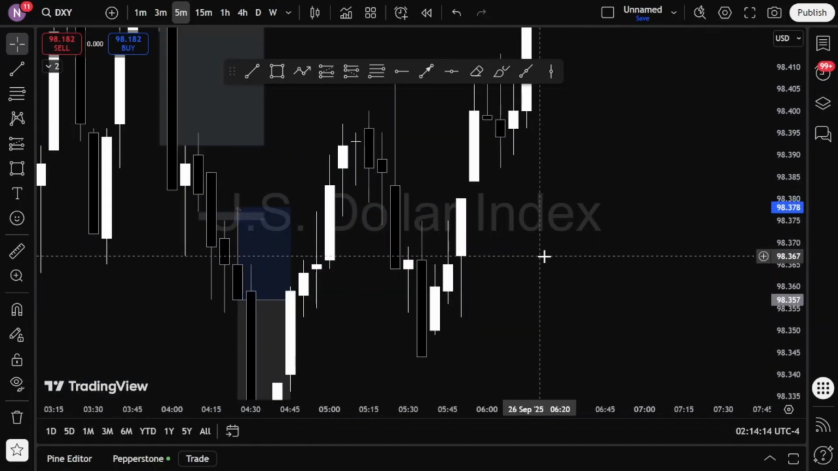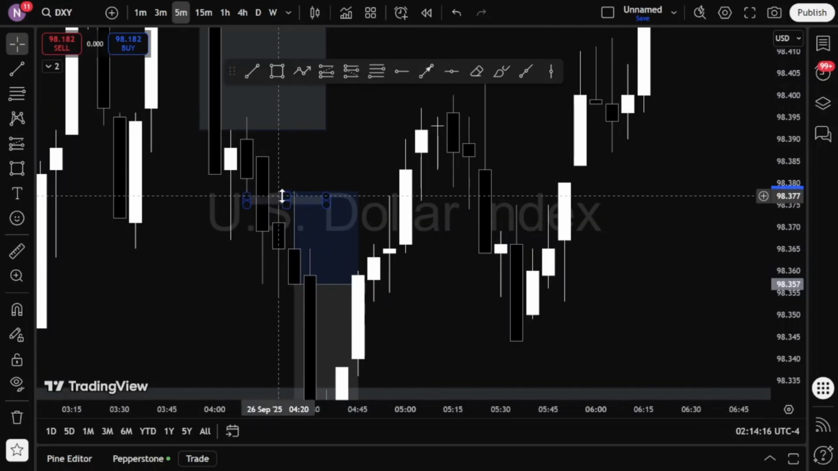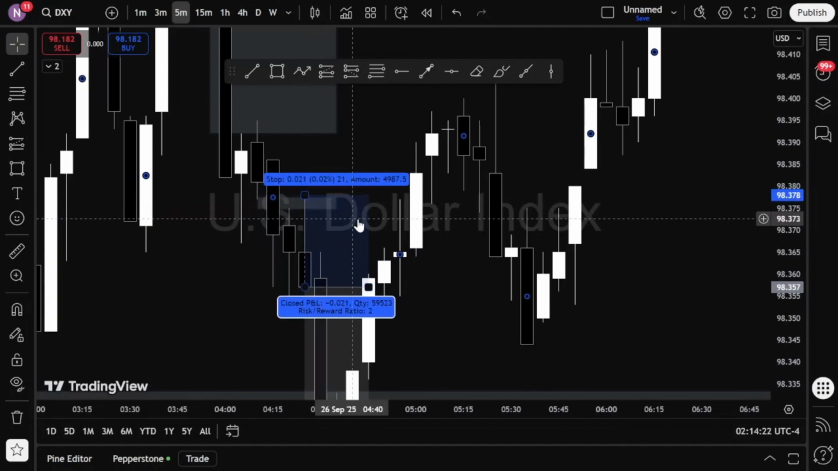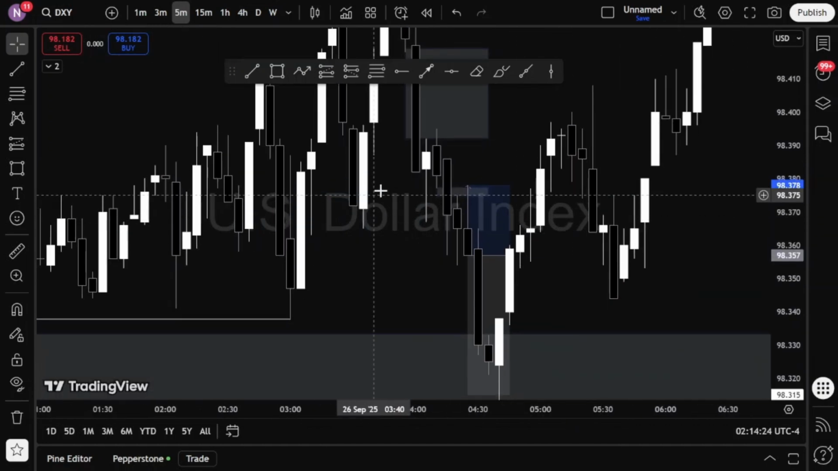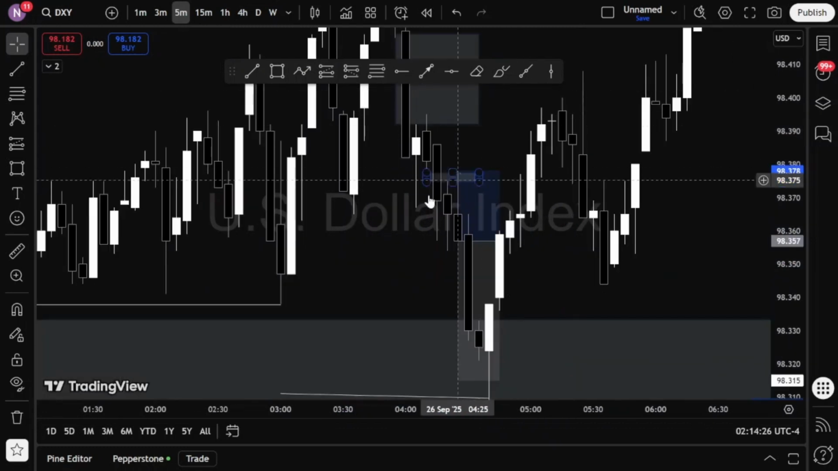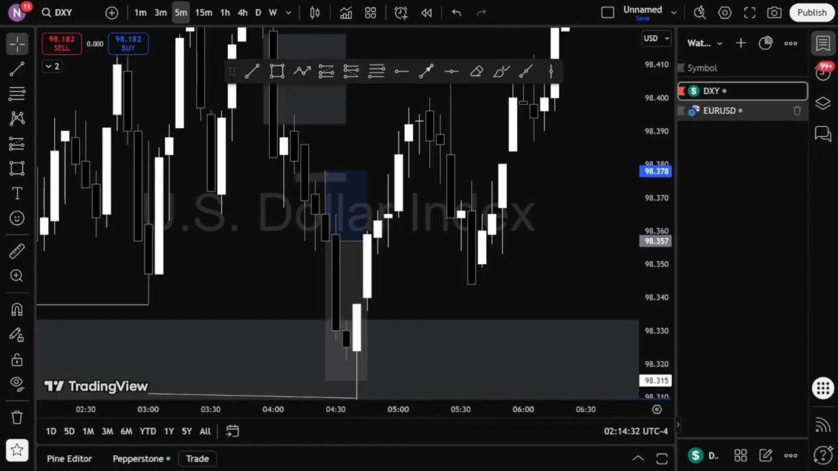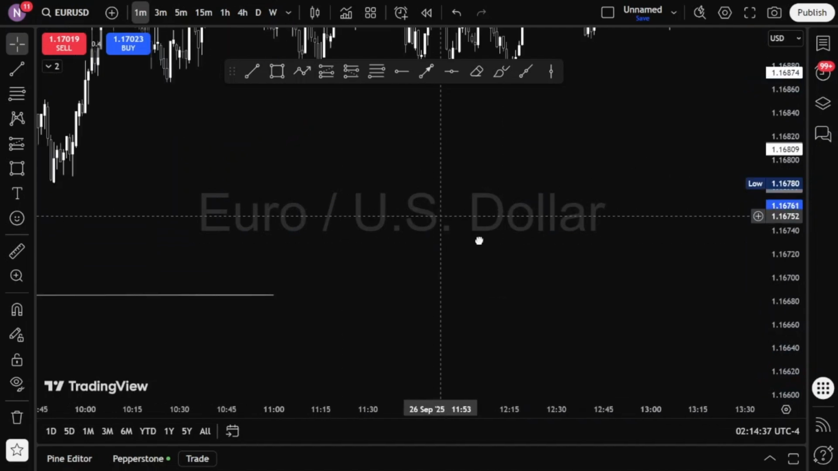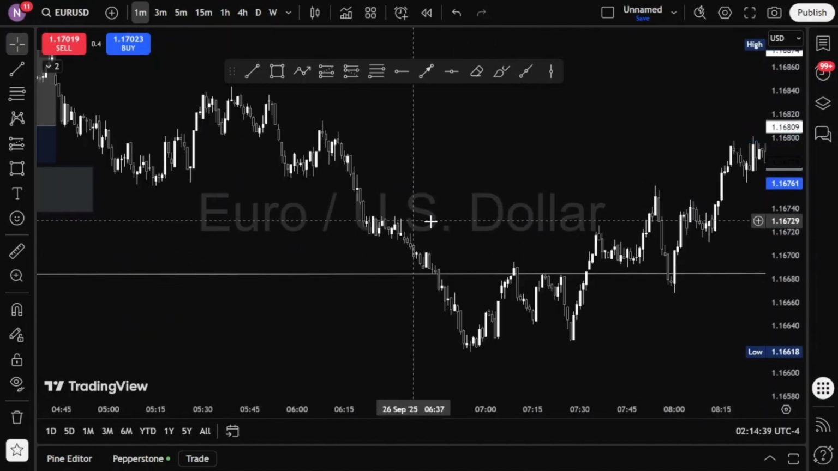So what I saw was this 5 minute fair value gap. I wanted the market to respect this 5 minute bearish fair value gap if the market wants to go lower. So the market respected this 5 minute bearish fair value gap. I shifted into EURUSD. Then I shifted into the 1 minute time frame to look out for any kind of possible trade setups.